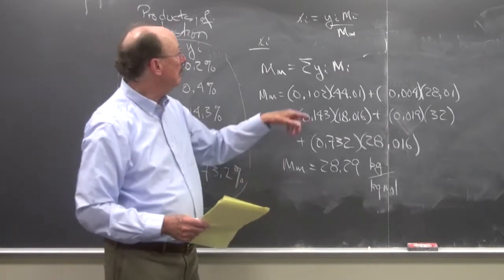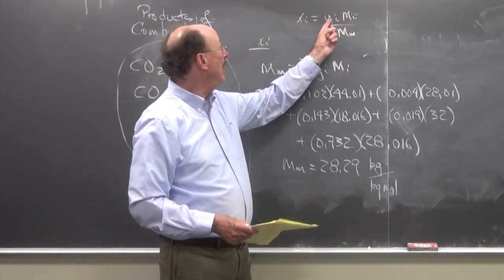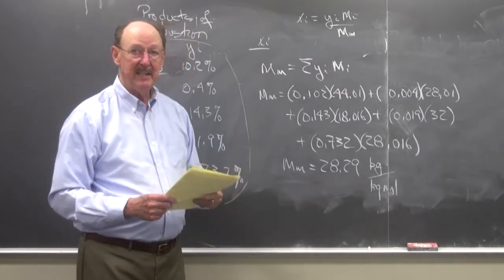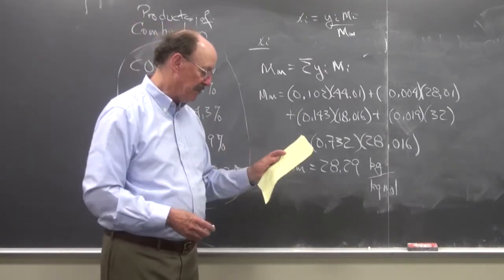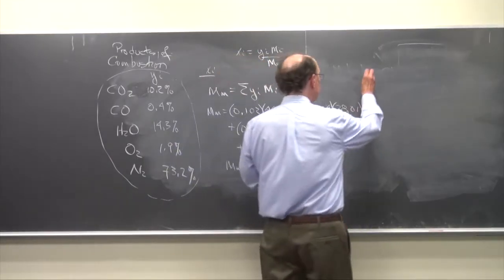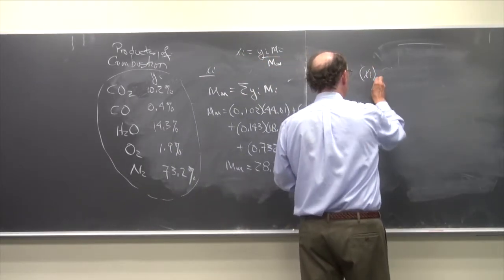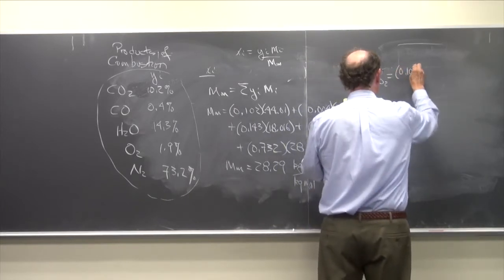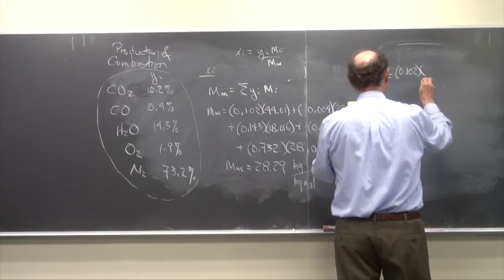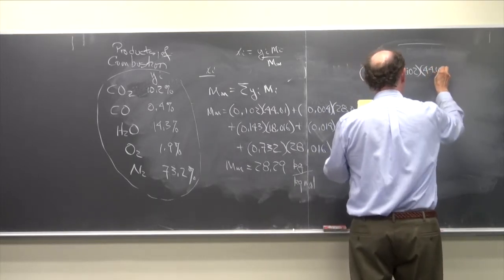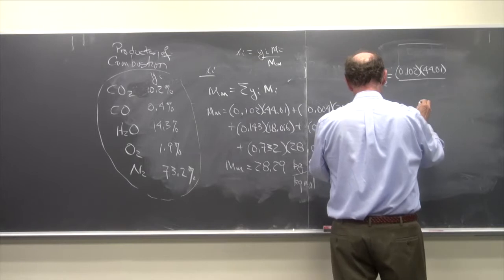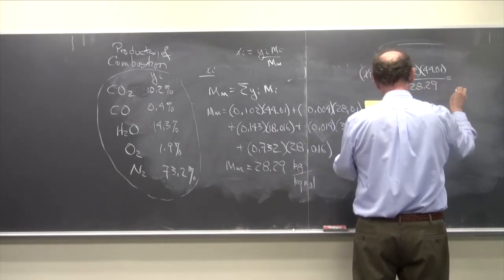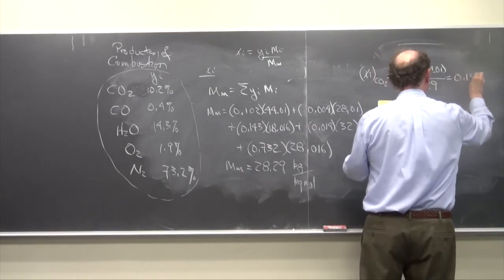So I can find the molecular weight of the mixture. I know the Yi, I know the Mi, and I'll do one example for finding the Xi, and the rest you can find, and I'll fill out the table. The Xi of the CO2 is equal to 0.102 times the molecular weight of CO2, 44.01, divided by the molecular weight of the mixture, 28.29. So we have that Xi is 0.159.